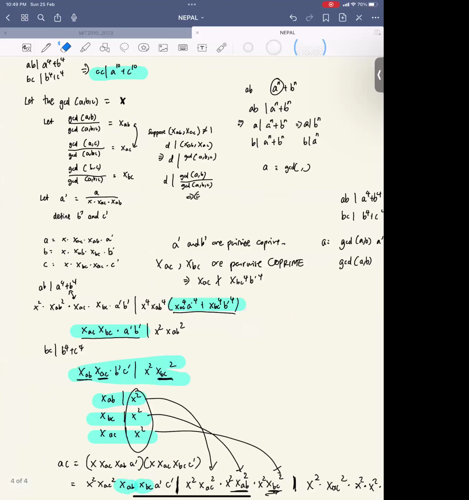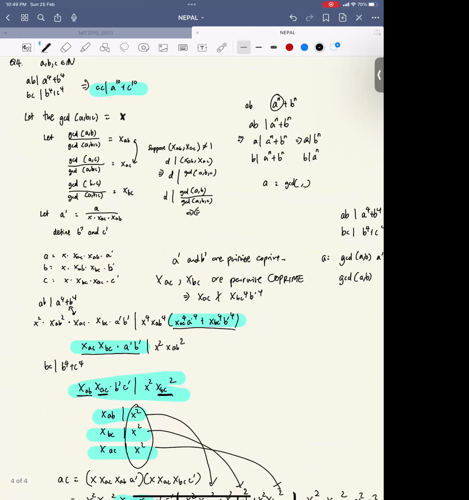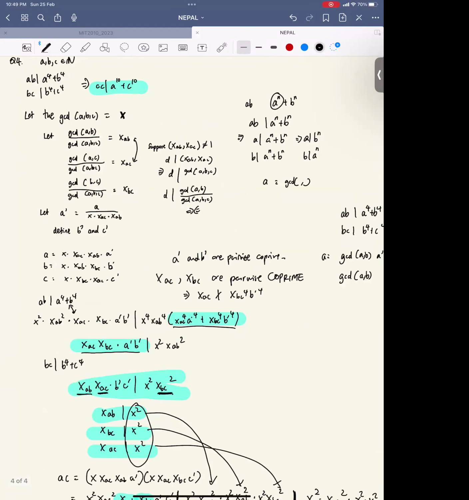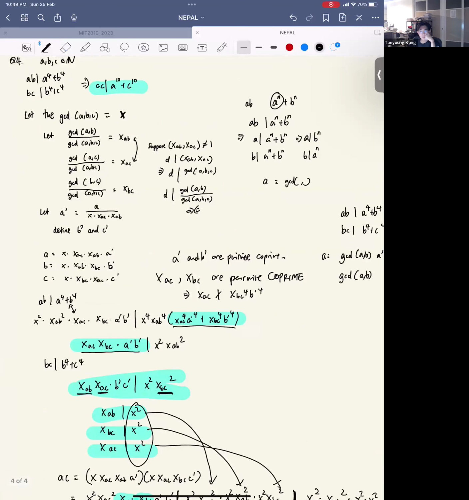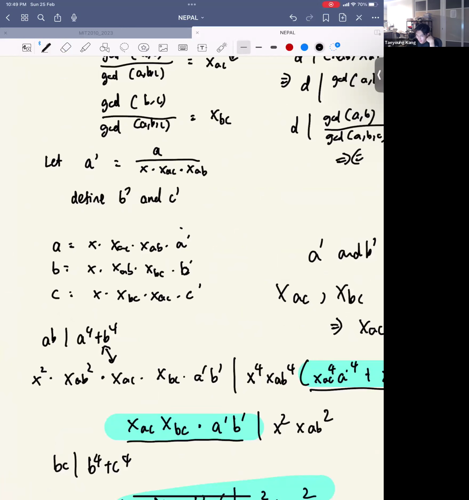I mean, if I see a similar problem, I'll probably approach it this way. Any particular reason for using A prime? So we can express A in terms of this multiplication of GCD and the prime. Because maybe A has some unique prime that B and C do not have, right? And we will need to include that in the product. So we must have an A prime term.